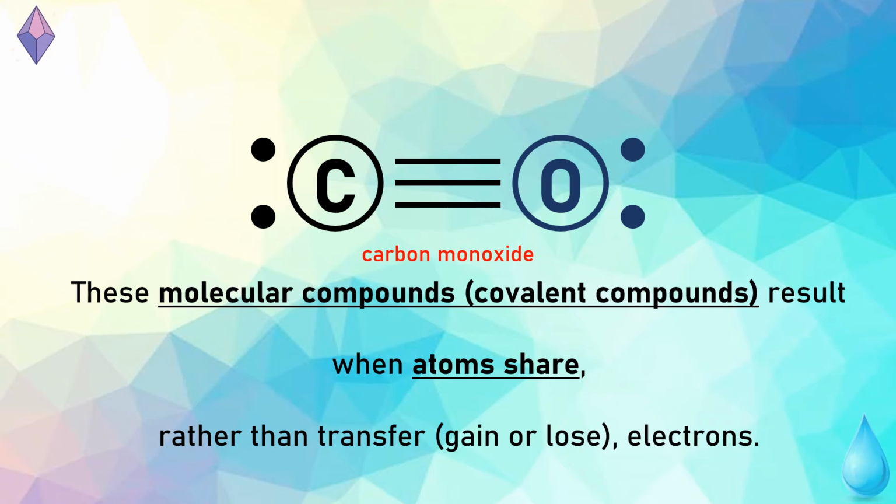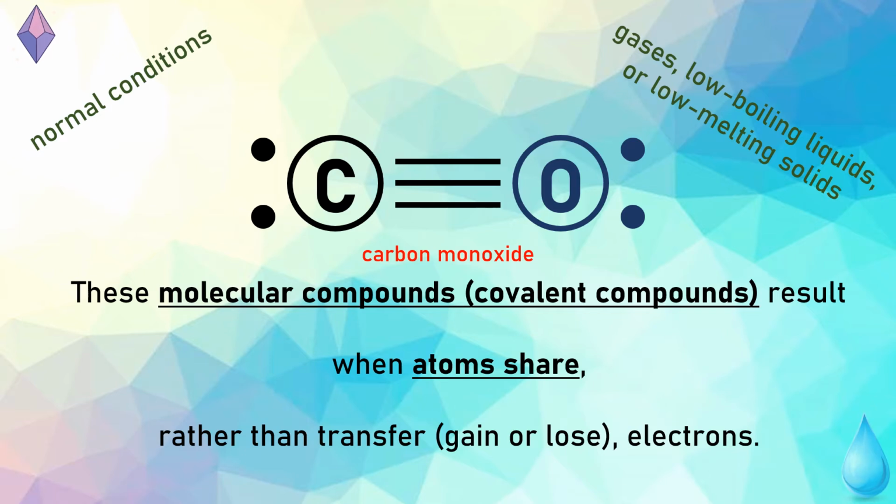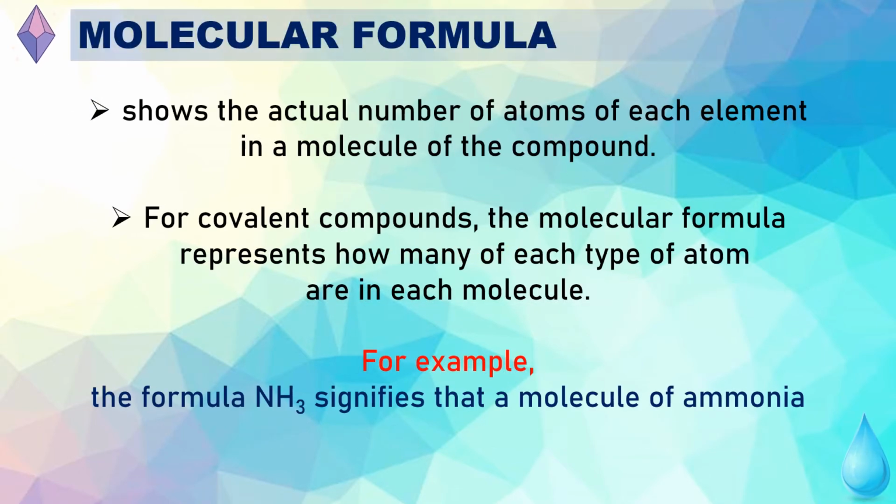We can often identify molecular compounds on the basis of their physical properties. Under normal conditions, molecular compounds often exist as gases, low boiling liquids, or low melting solids, although many important exceptions exist. Because there are so many compounds, chemists have developed another way of writing chemical formulas, molecular formulas to be exact, for the covalent or molecular type.